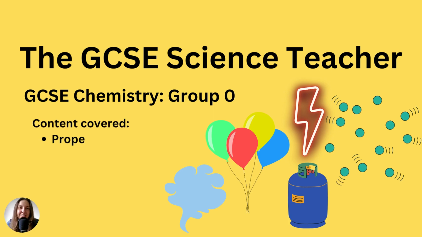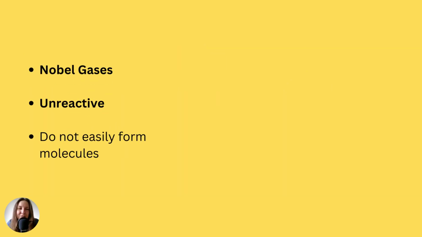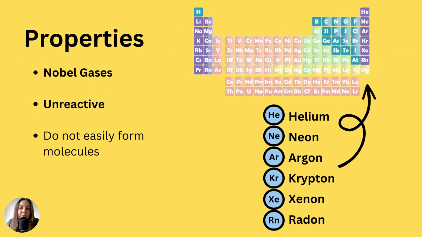I'm the GCSE science teacher and in today's lesson we'll be learning about group 0 elements, and this is for GCSE chemistry. Properties, the atomic structure and the trends of these elements will be discussed today, so let's find out a little bit more. So you may have heard of these elements by different names, maybe the noble gases, maybe group 8, group 0 like I mentioned a moment ago. They essentially are words to describe the same set of elements.